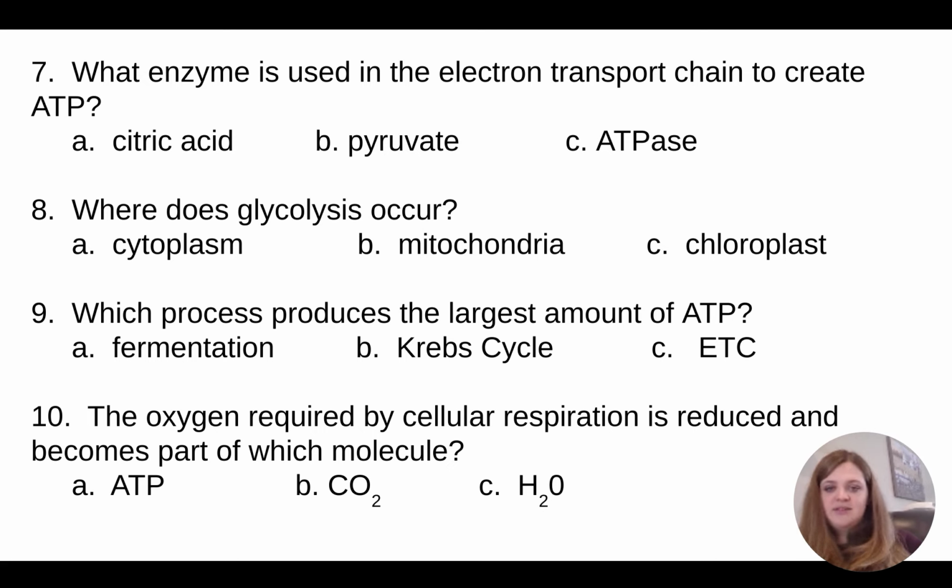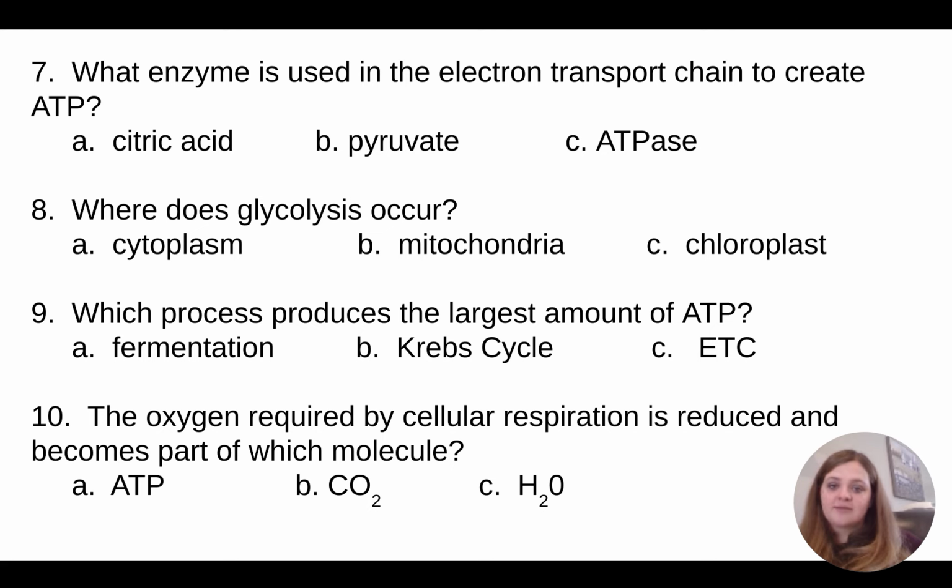What enzyme is used in the electron transport chain to create ATP? Is this citric acid, pyruvate, or ATPase? Hopefully you guys can do this without even knowing anything about it. We know the enzymes end in ase, so it's probably ATPase, or ATP synthase is the other name for it. 8. Where does glycolysis occur? Cytoplasm, mitochondria, or the chloroplast? Hopefully we don't put chloroplast because cellular respiration is not necessarily in plants. Here, the chloroplast is a different process known as photosynthesis, right?